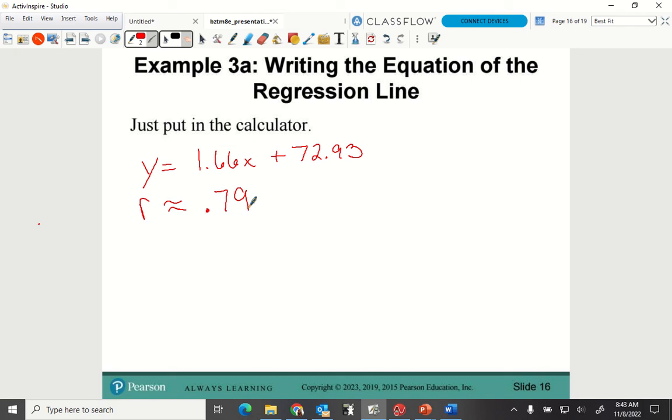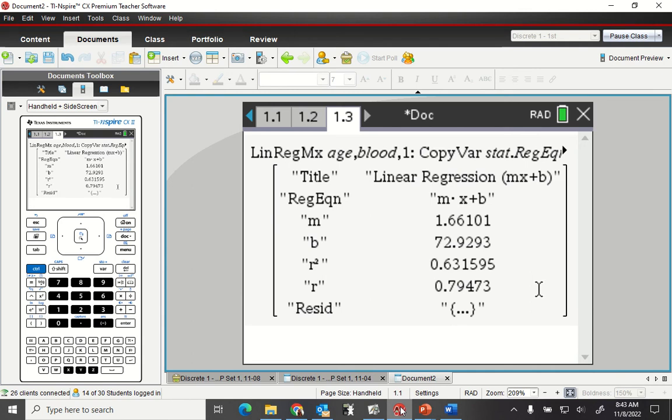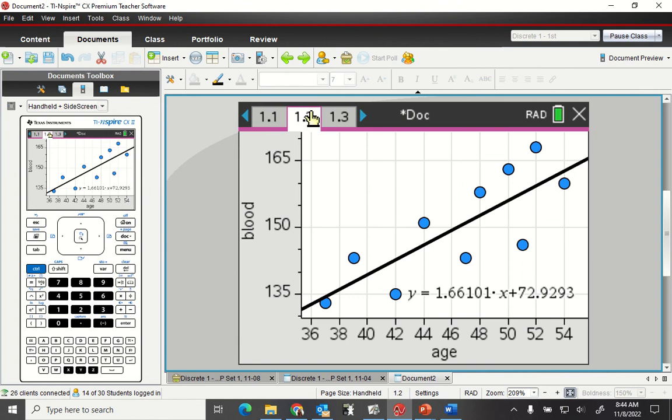All right, so there's a couple other things here, but let's look at this. Just drop this stuff off. Okay. It's for advisory. Approximate blood pressure to the nearest whole number corresponds to an age of 60. All right, so we're going to go back to our graph. So our graph, if you recall, was on the previous slide, right? So it's 1.2 up here. Yes? We're going to that.